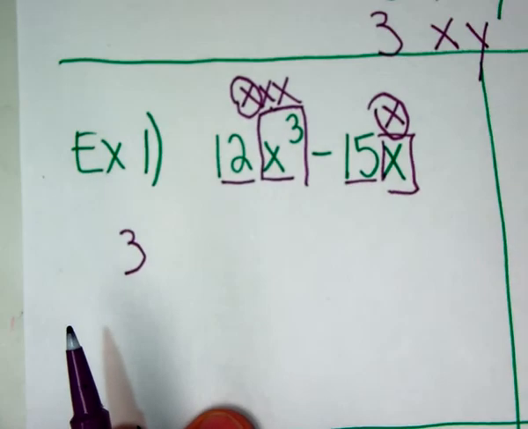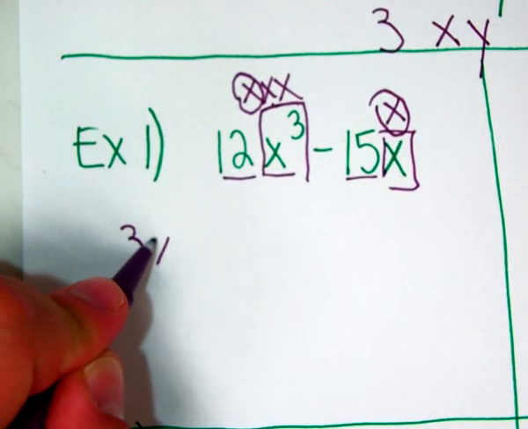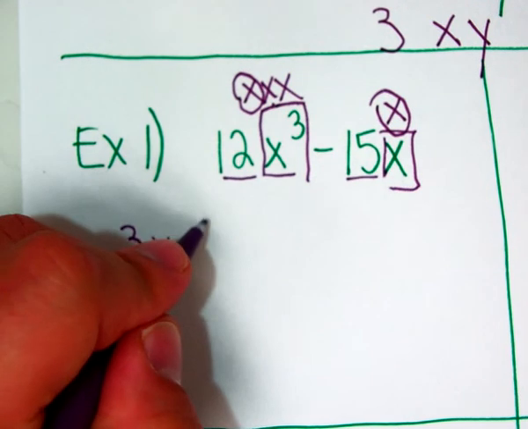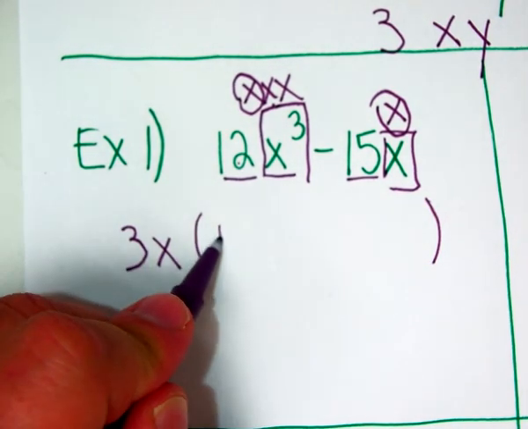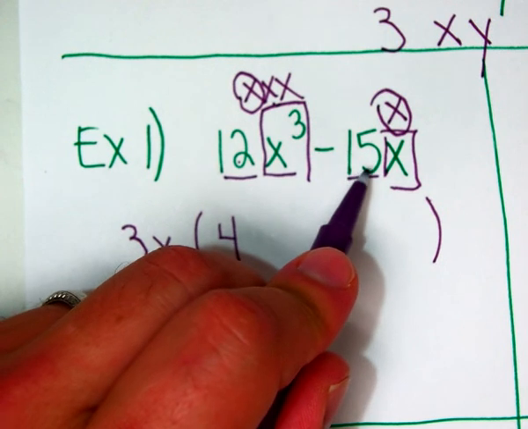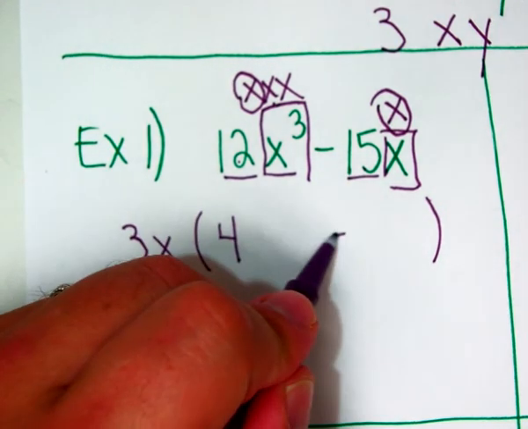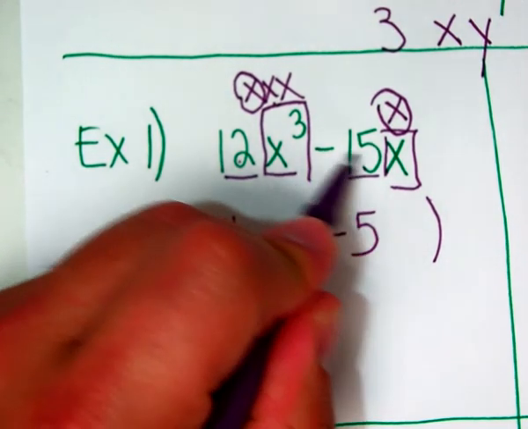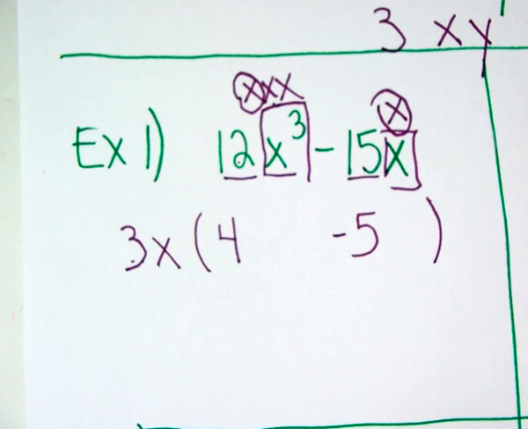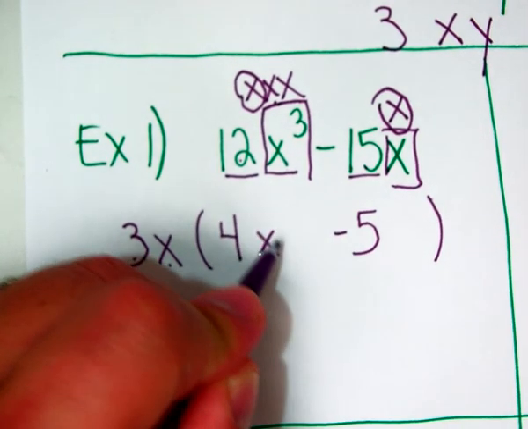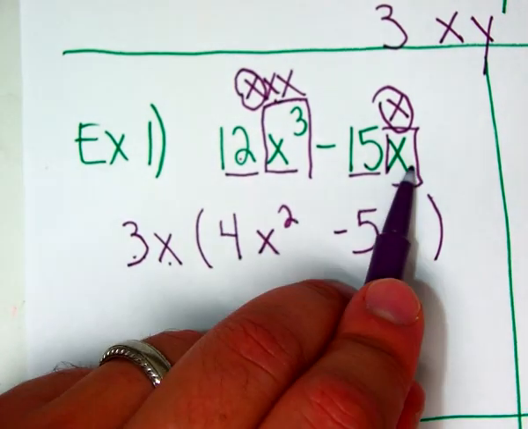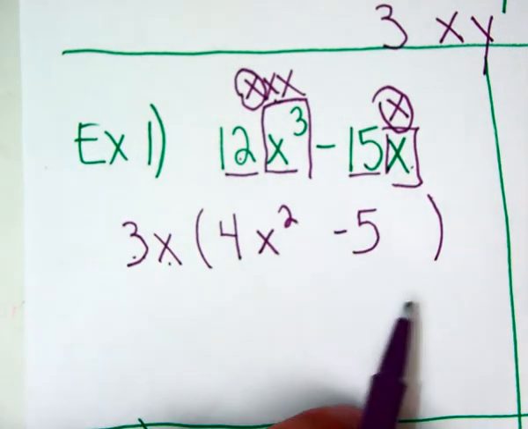So if we're going to simplify this, we're going to take out that x, and now we're going to reduce each part of this. So what's 12 divided by 3? We get 4. What's negative 15 divided by 3? We get negative 5 because there was that negative there. With x cubed, we took one of the x's out, so now we're left with x squared. And with just the x here, I took an x out, so I have nothing left.